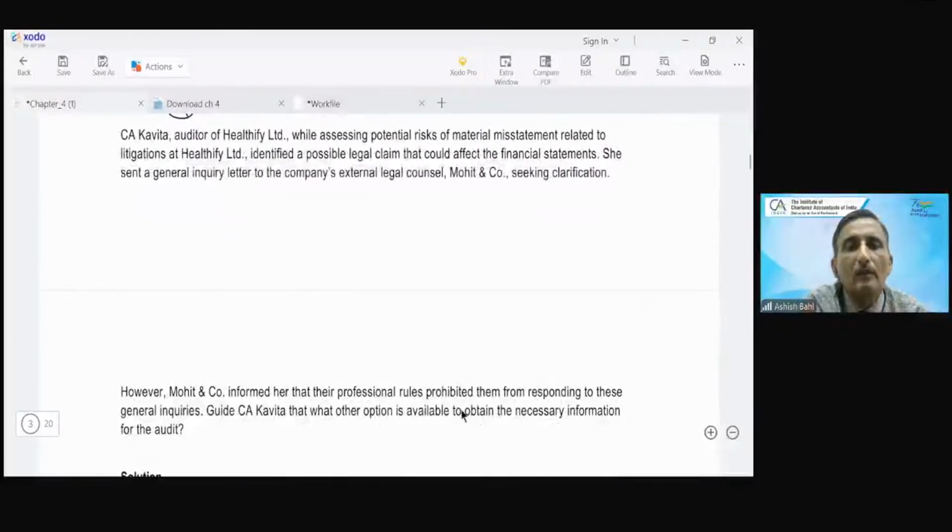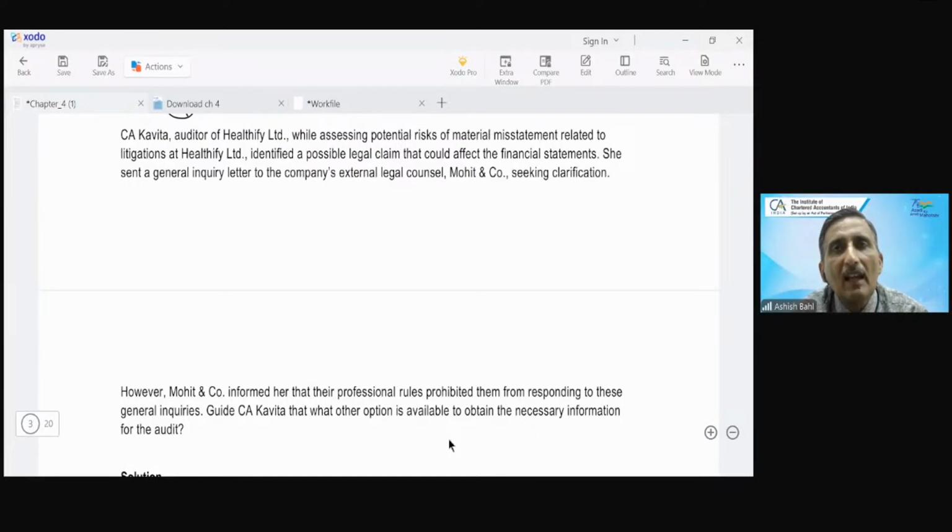Yes, see question number 4, students. There is one auditor who has assessed the potential risk of material misstatements related to litigations. She has sent a general letter of inquiry to the company's external legal counsel seeking clarification. However, the external legal counsel has informed her that they cannot reply to her letter due to professional reasons, because general inquiries are prohibited. So, guide CA Kavita, what other option is available to her?